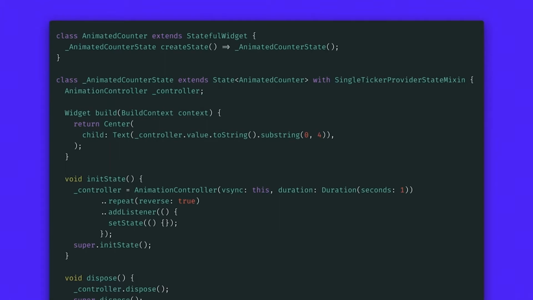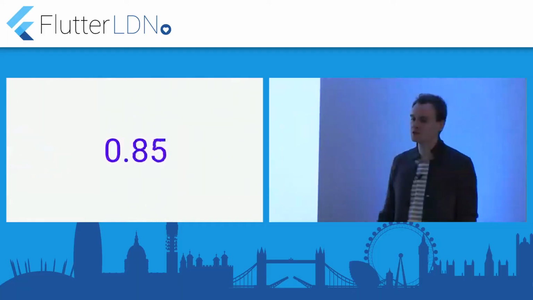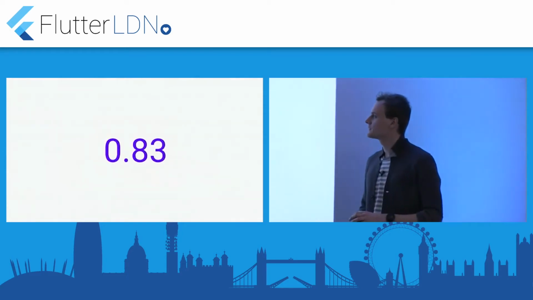As you can see, we're basically just having an animated counter which extends stateful widget, and we have the animation controller. We have just a center widget, which takes the controller value to a string and takes the substring, so it's not getting huge. In its state, we just initialize this controller, and on dispose, we dispose it. This is what we get from that, a counting up and down value, because we called repeat with reverse set to true.